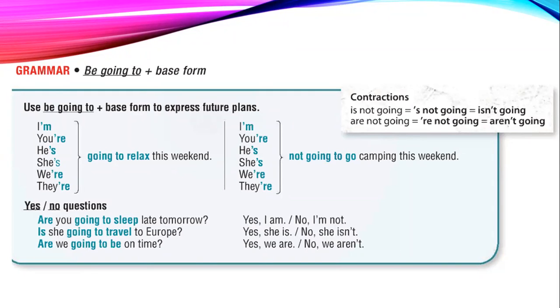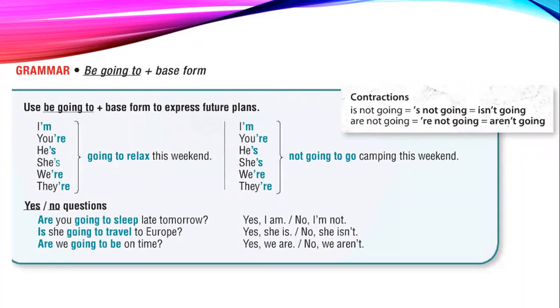And then we have the yes, no questions. Are you going to sleep late tomorrow? Is she going to travel to Europe? Are we going to be on time? And then you say, yes, I am. No, I'm not. Don't say, yes, I sleep. Because the auxiliary is the verb to be. El auxiliar siempre va a ser el verbo to be, right? Or don't say, yes, I'm going. No. Yes, I am. Or no, I am not, right?